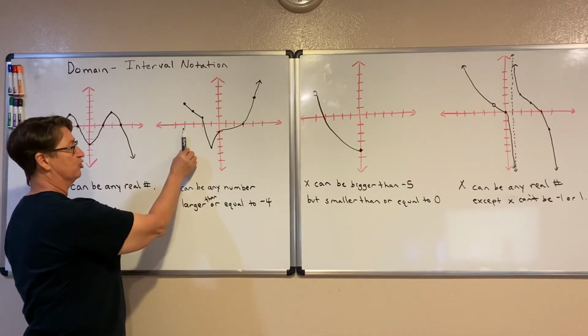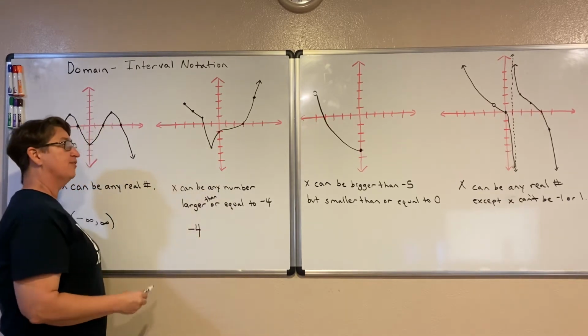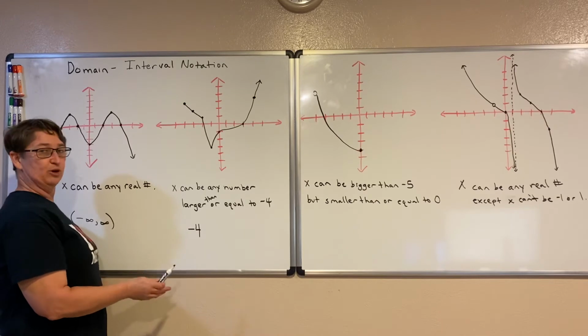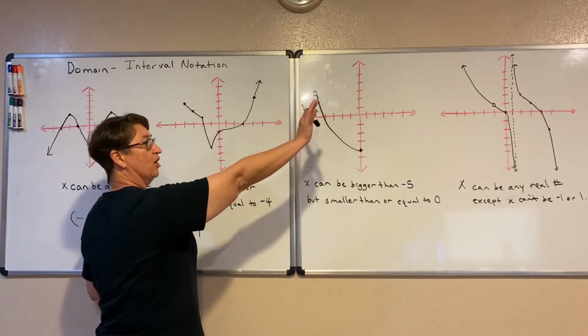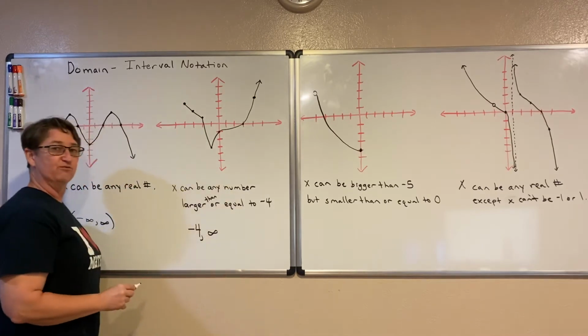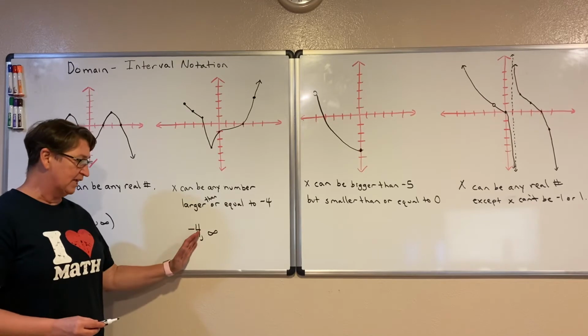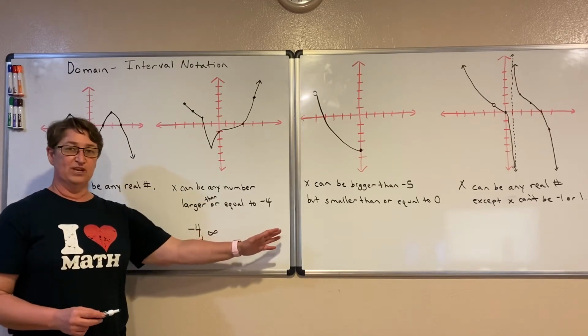Here, the smallest number that our x can be, or the smallest input for our x value, is -4. And then the largest number that our input can be, well, it goes on and on and on forever. So we say that the largest input then is infinity. So our x value can go anywhere from -4 out to infinity.